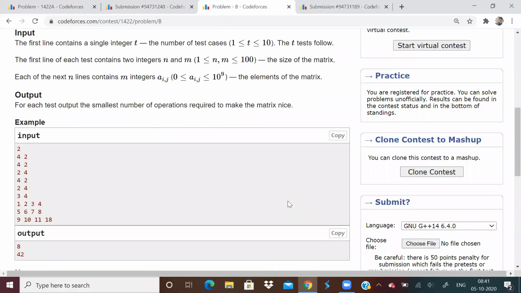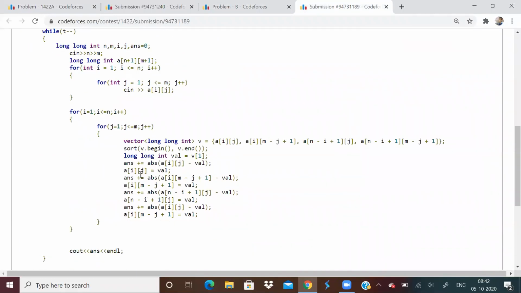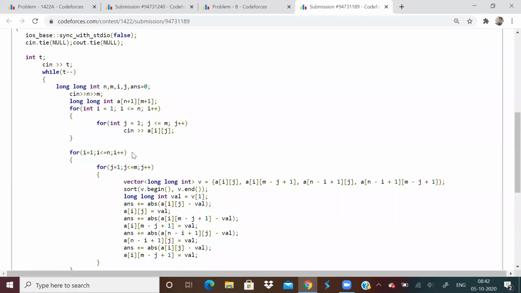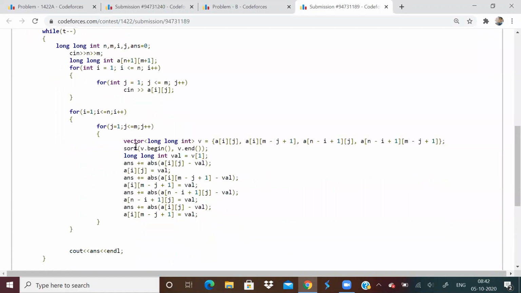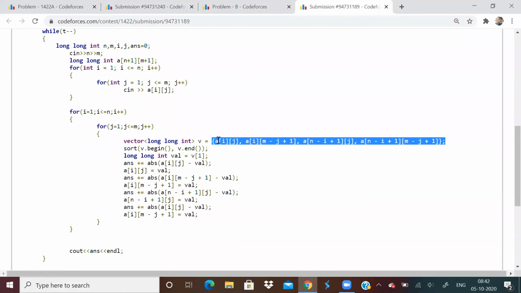To solve this problem, we have to take the input first, and then let us consider a vector having these values. These are the four values to be considered. Why are they the four values to be considered? This will always give us the minimum. If you consider it like this, it will always give us the minimum possible number of moves.